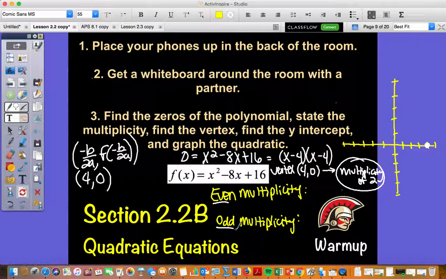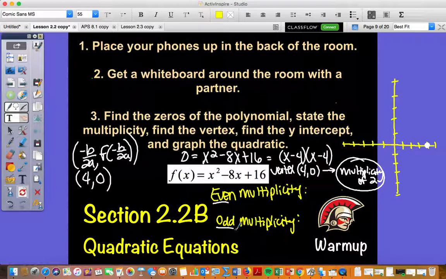If it is odd, what happens at the x-axis, at the x-intercept? They go different directions. It doesn't go different directions. It's going to go through it. Okay? If it is even, it is going to bounce. You say, Coach, what are you talking about?